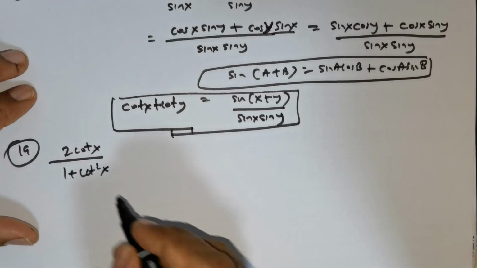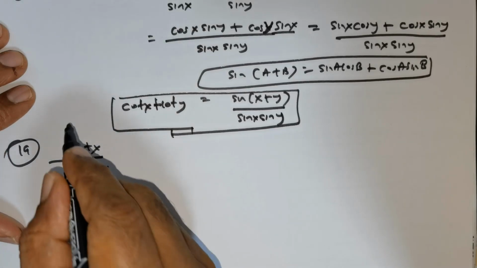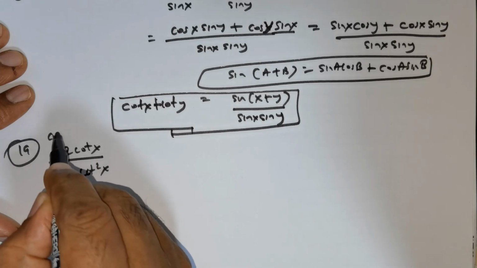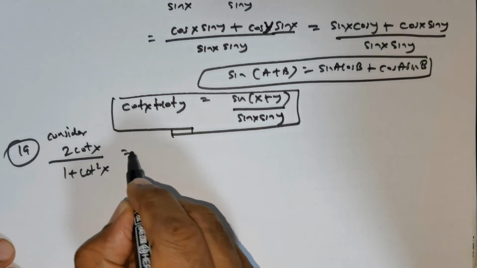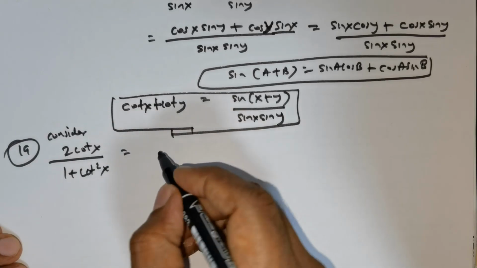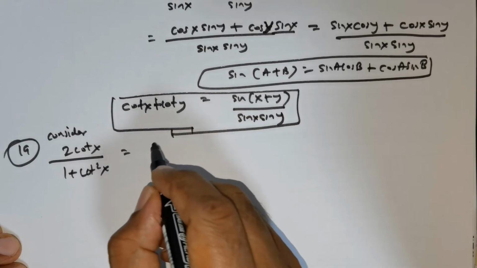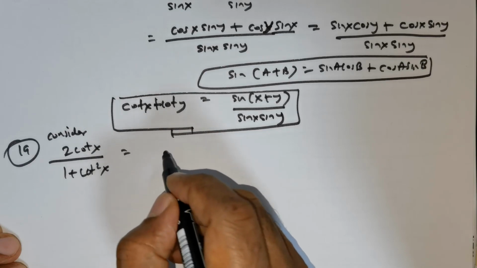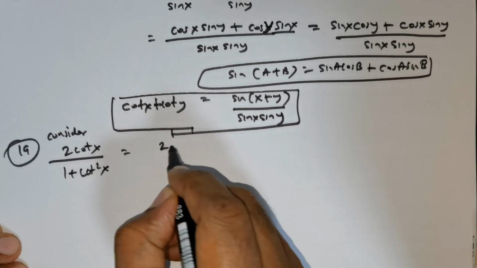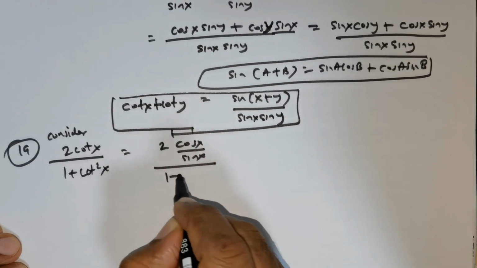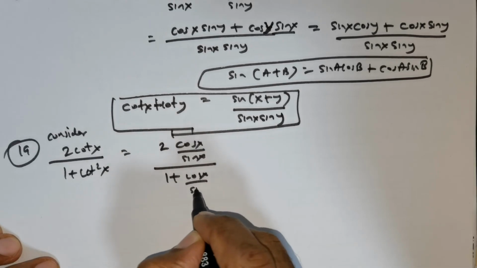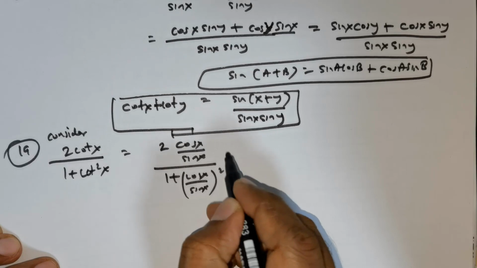Okay, question number 19: 2 times cot x divided by 1 plus cos squared x. So let's start off by writing, consider. Now as I mentioned to you in the earlier session, whenever you see cot and tan, convert them into cos and sine. So this is going to be 2 times cos x over sin x divided by 1 plus cos x over sin x raised to the power of 2.